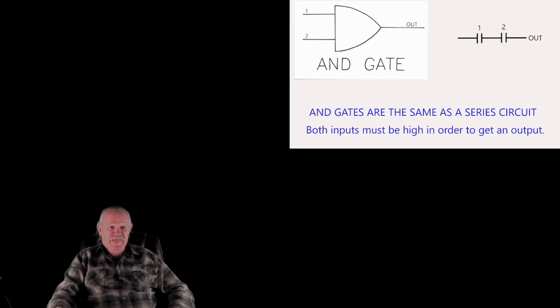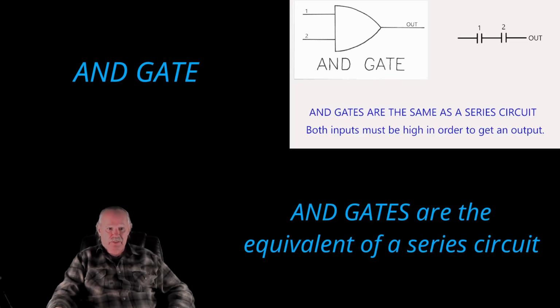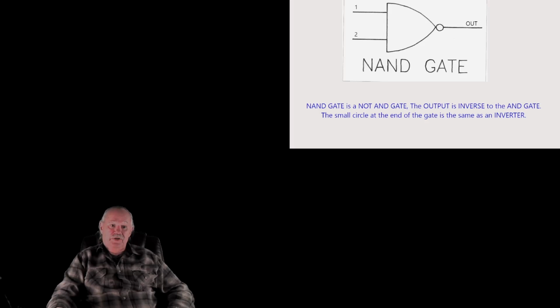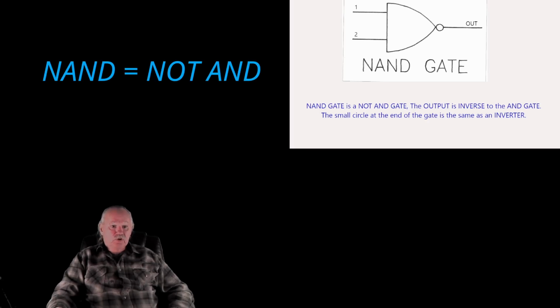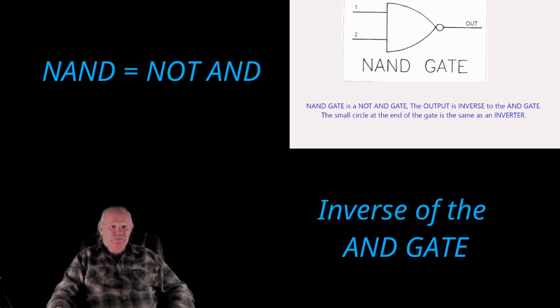We started with AND gates, which is the equivalent to a series circuit, and both inputs must be high in order to get an output. Next, we look at the NAND gate. The NAND gate is a not AND gate. The output is inverted to the AND gate. The small circle at the end of the gate indicates it's the same as an inverter.